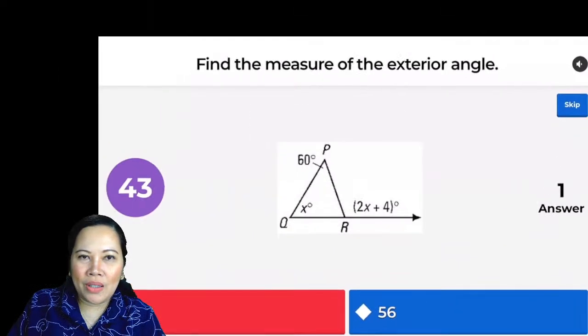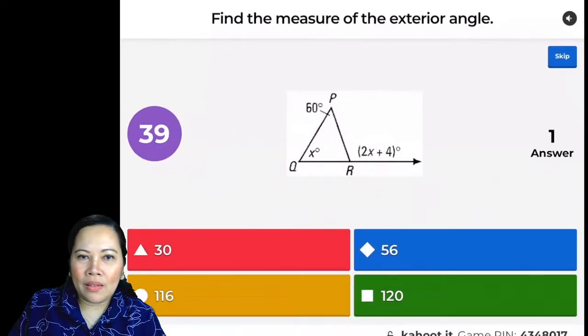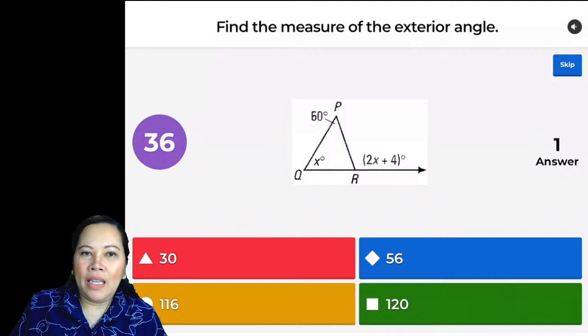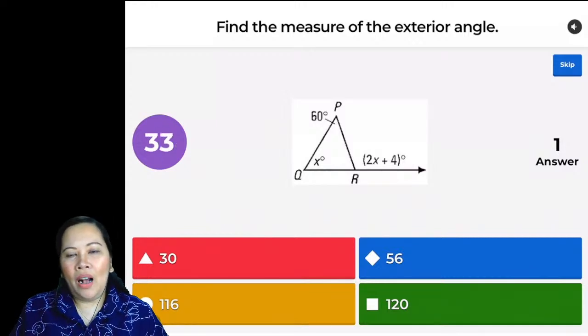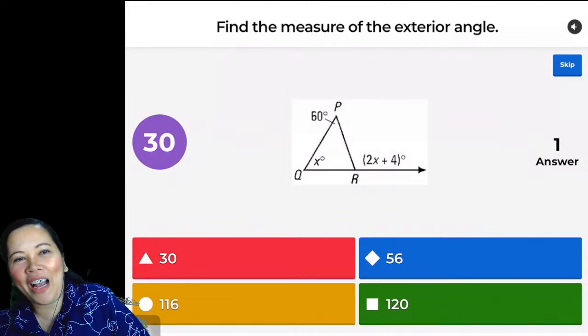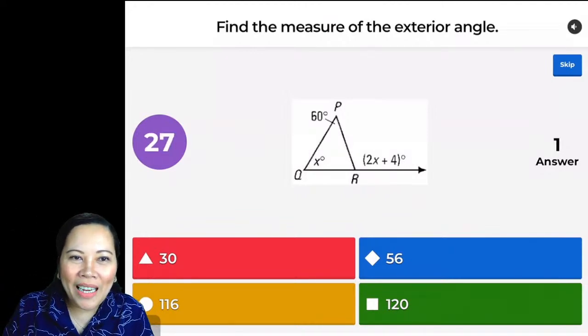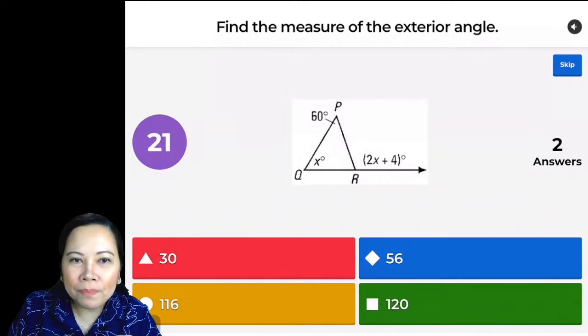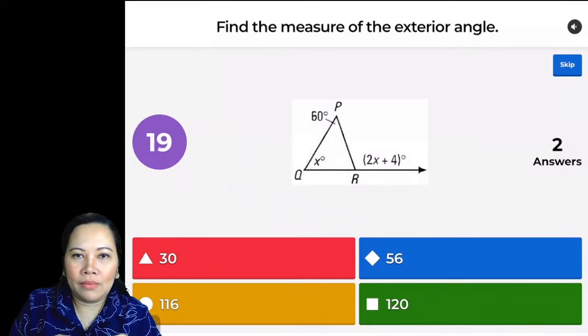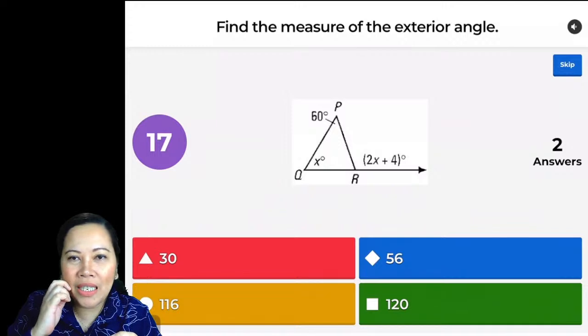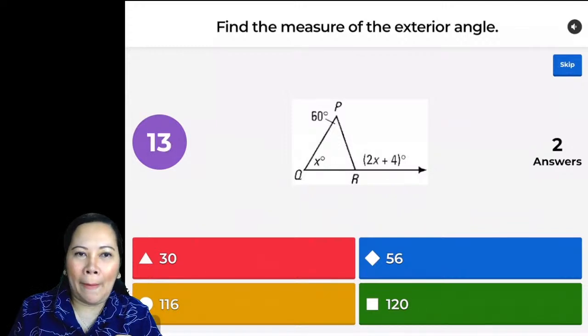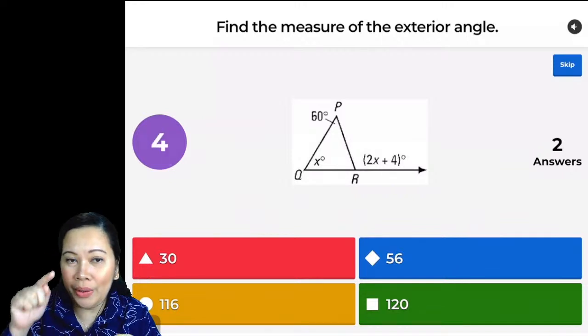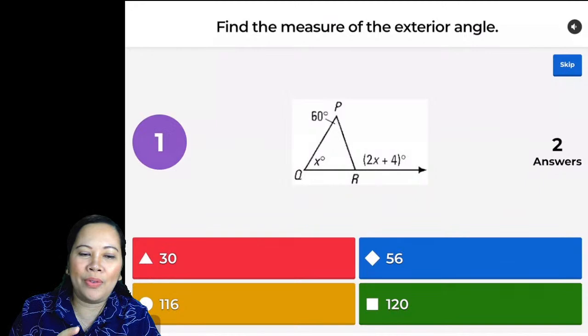Is it 30? Is it 160? 116? Or is it 56 or is it 120? Find the measure of the exterior angle. Okay, it's the exterior, the 2x plus 4.